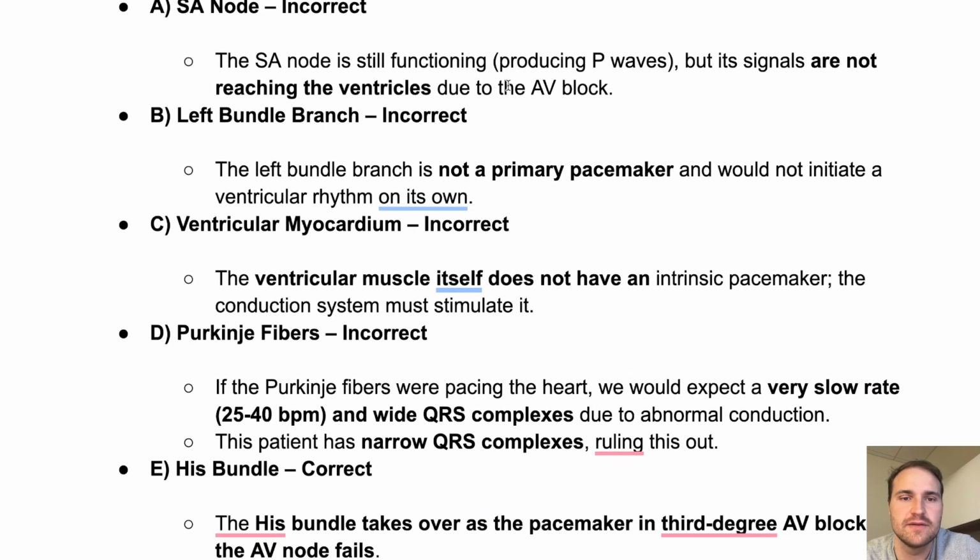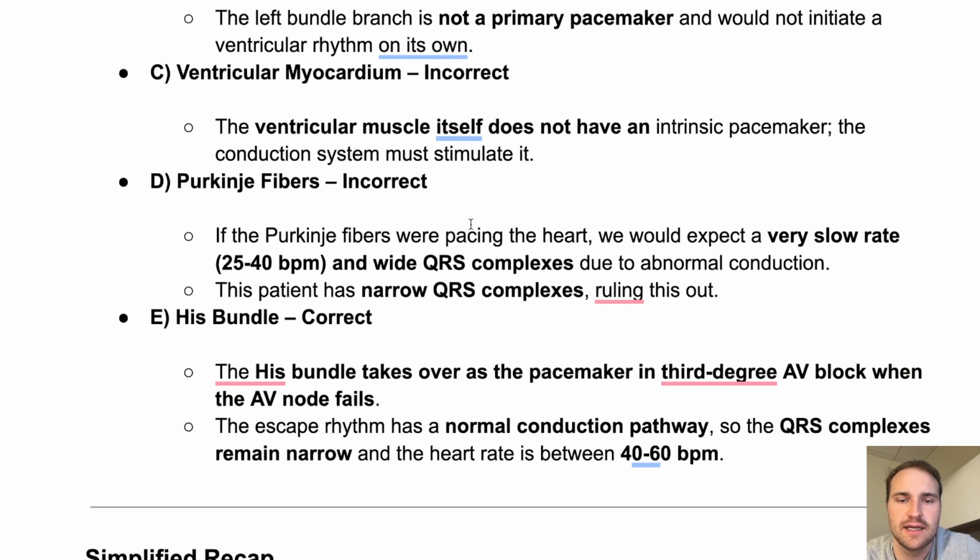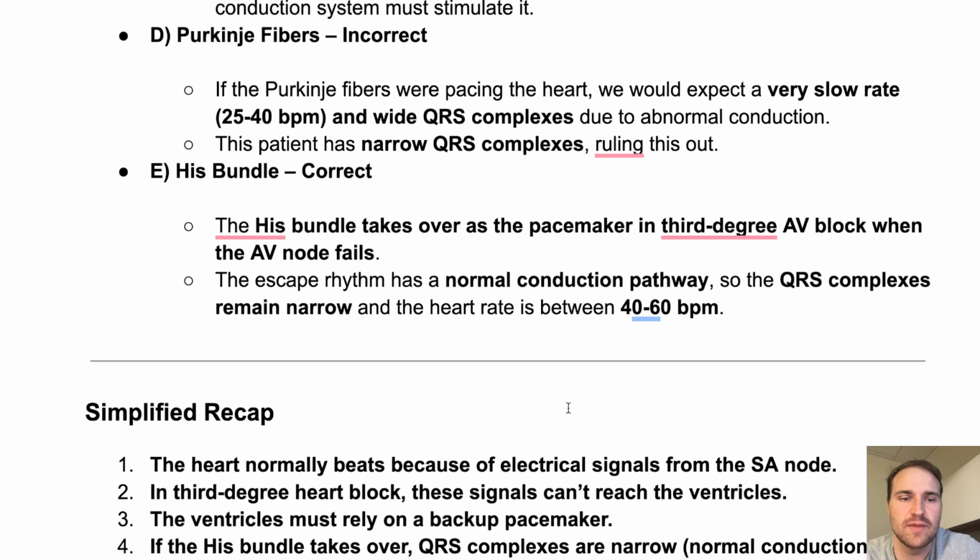So not the SA node, because it's not reaching the ventricles due to the AV block. It's not the bundle branches or the ventricular myocardium, because those are not intrinsic pacemakers. And it's not the Purkinjes, because while it does have a 25 to 40, it would show the wide QRS complexes due to abnormal conduction. This one had narrow, and so that's why the answer is going to be His bundle.